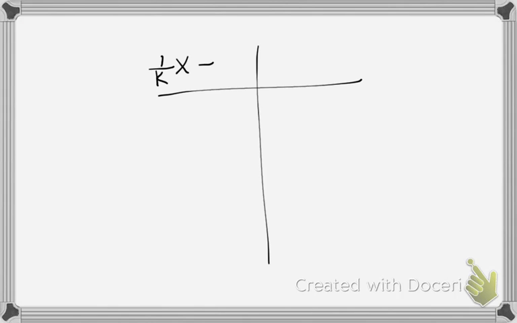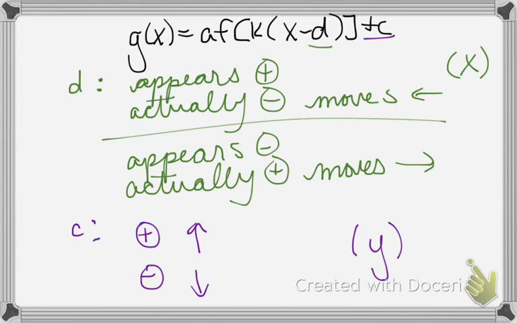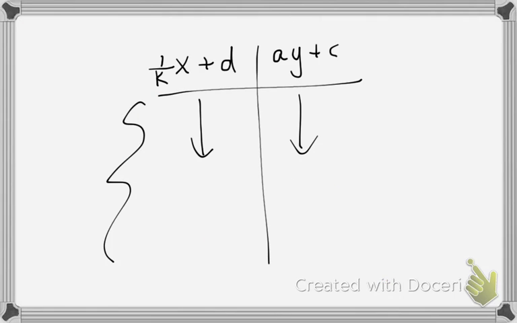Okay, what we end up getting when we do our transformations is essentially this. We're going to take the reciprocal of K, and then we'll switch the sign of whatever the D value is that we see in the equation. And then we'll have A times Y plus C when we do our transformations. And these come from points that we take from our parent function. Okay, it's also important to know that this F inside here is actually not a transformation. It represents each individual parent function that we work with.